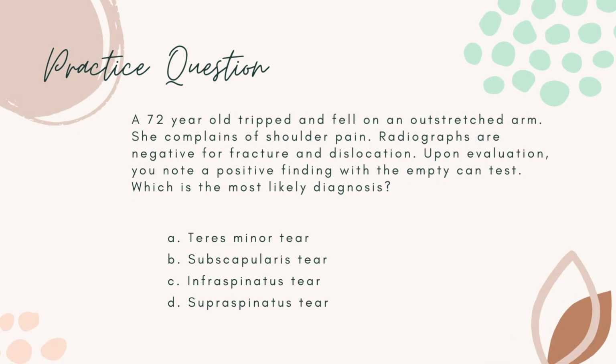Last practice question. A 72-year-old tripped and fell on an outstretched arm. She complains of shoulder pain. Radiographs are negative for fracture and dislocation. Upon evaluation, you note a positive finding with the empty can test. Which is the most likely diagnosis? A, Teres minor tear. B, Subscapularis tear. C, Infraspinatus tear. D, Supraspinatus tear. I'll give you a moment to answer.